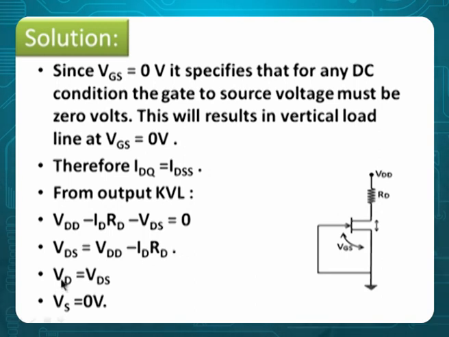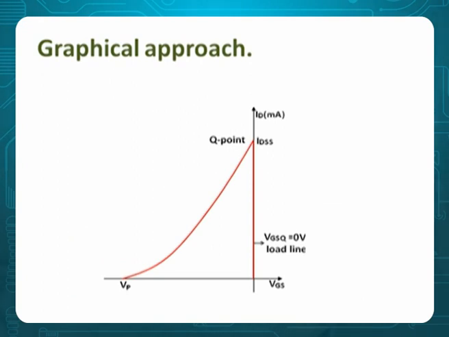So what is VD? VDS. Why? Because the source resistor is 0. So VDS is nothing but VD, because the source resistor is 0. This is how you can calculate the values of VDS also. Graphically you can see them: ID, IDSS, VGS, VP. This is the value.